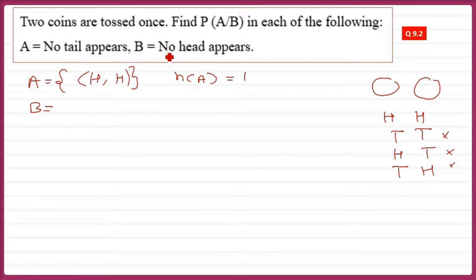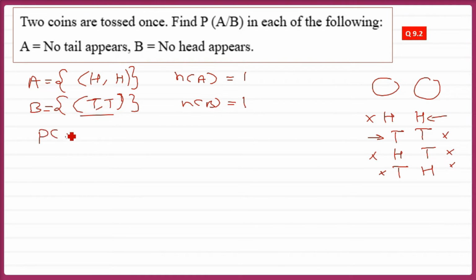This should be in a bracket. How about B? No head appears. No head appears means this cannot come, this cannot come, this cannot come. So only tail and tail is the possibility, because if tails are coming on both coins, no head is appearing. So (T, T) is again the set. So the number of elements in B is 1. Now for the probability of A intersection B, what are the elements common to A and B together, found in both the sets?